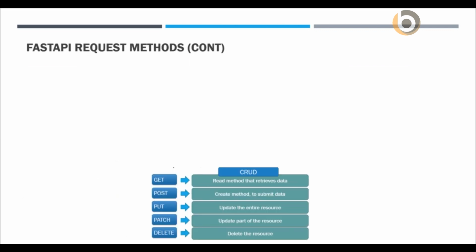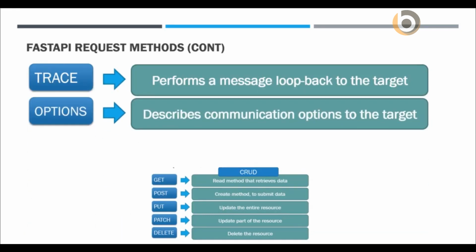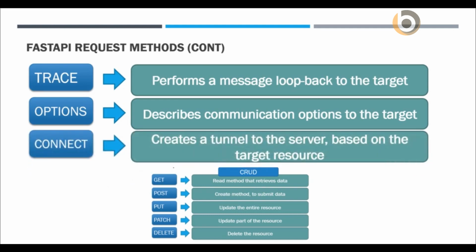There are some additional request methods that we will not really be using throughout this course. These are used significantly more rarely than the CRUD operations, and these HTTP request methods include TRACE, which performs a message loopback to the target, OPTIONS, which describes a communication option to the target, and lastly, CONNECT, which creates a tunnel to the server based on the target resource.